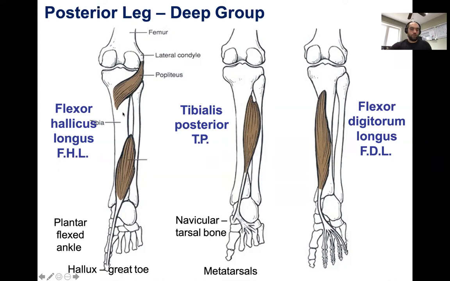Now, my question to you is, we know we're looking at the posterior leg, right? So it's back leg. What is the biggest clue you think? Because, I mean, it is kind of hard to tell, right? What would be the biggest clue right now that we're looking at the posterior leg and not the anterior front of the leg? What do you guys think?